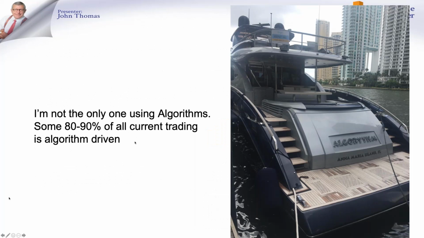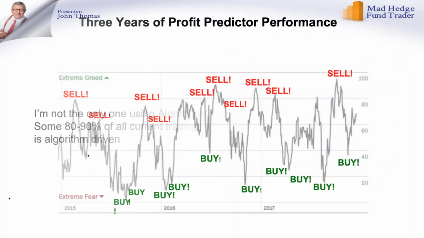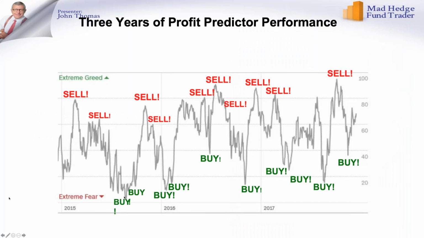Some 80 to 90% of all current trading is algorithm driven. This is 3 years of Profit Predictor performance. You can see we get lots of buys every year, lots of sells, enough to make several round trips a year. It's like owning a printing press for $100 bills.